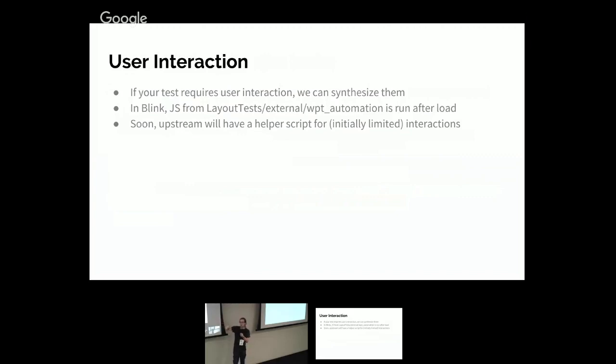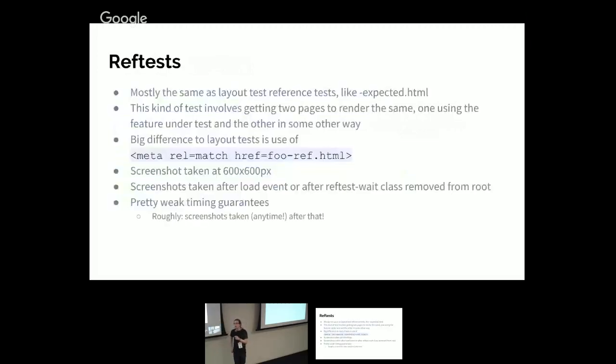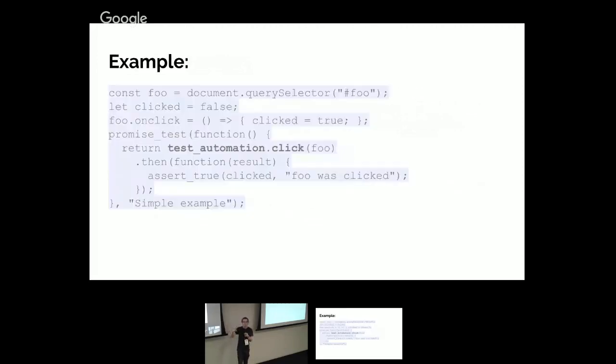At the moment in Blink, we have a very general mechanism of JavaScript helper files in layout tests /external/WPT automation, and then just in matching file path to the test file. And these can call any of the normal Blink internal test APIs. What we're adding to web platform tests upstream, and hopefully will be there within a couple of weeks, is this testautomation.click API, which takes a DOM element and then returns a promise that resolves when that has been clicked. And we're going to generalize that to also be able to deal with more and more complex pieces of input.